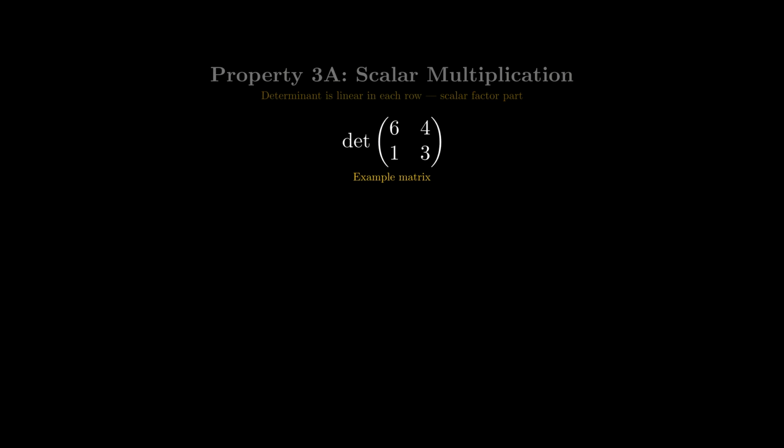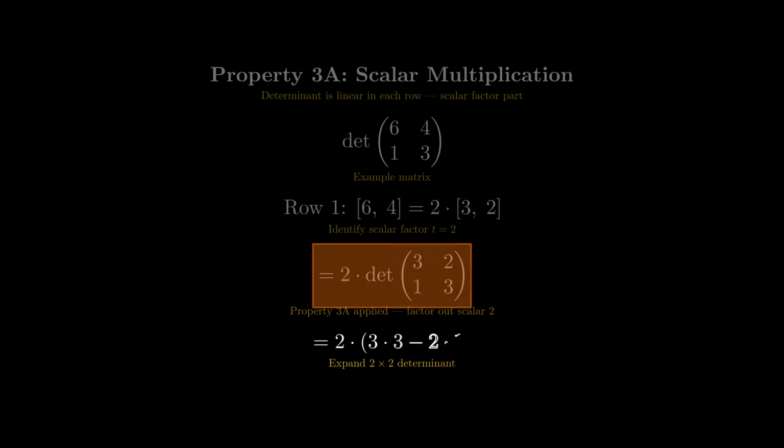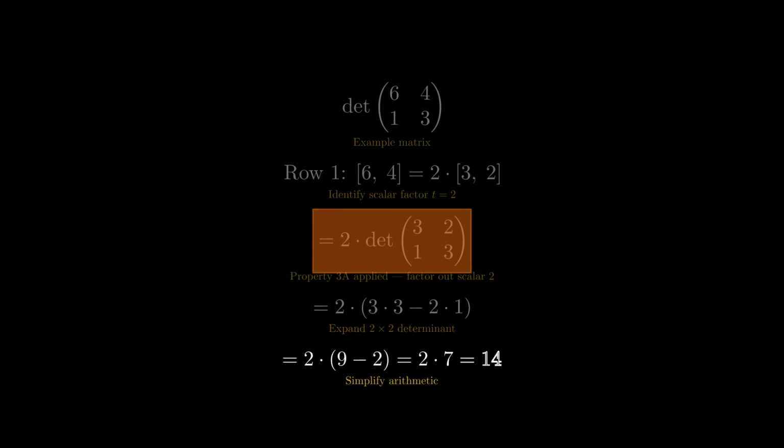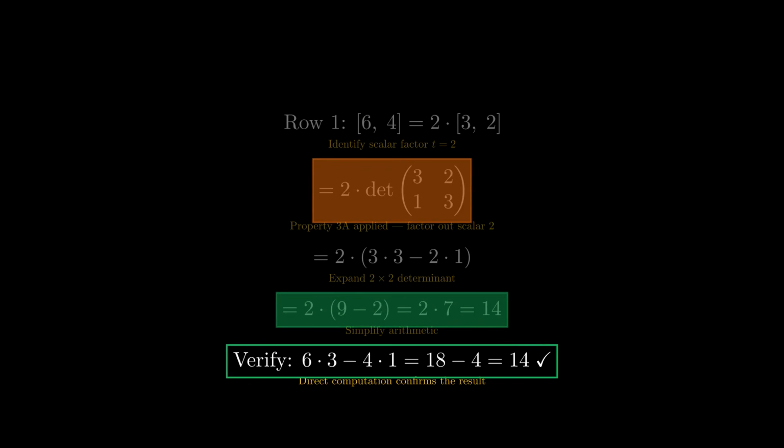Here's an example. Consider the matrix with first row 6 and 4, and the second row 1 and 3. Notice that the first row, the vector 6, 4, equals 2 times the vector 3, 2. So by property 3a, the determinant equals 2 times the determinant of the matrix with first row 3, 2 and second row 1, 3. Now we compute 3 times 3 minus 2 times 1 equals 9 minus 2, which is 7. So we get 2 times 7, which gives us 14. Let's verify directly. 6 times 3 minus 4 times 1 equals 18 minus 4, which equals 14. It checks out.